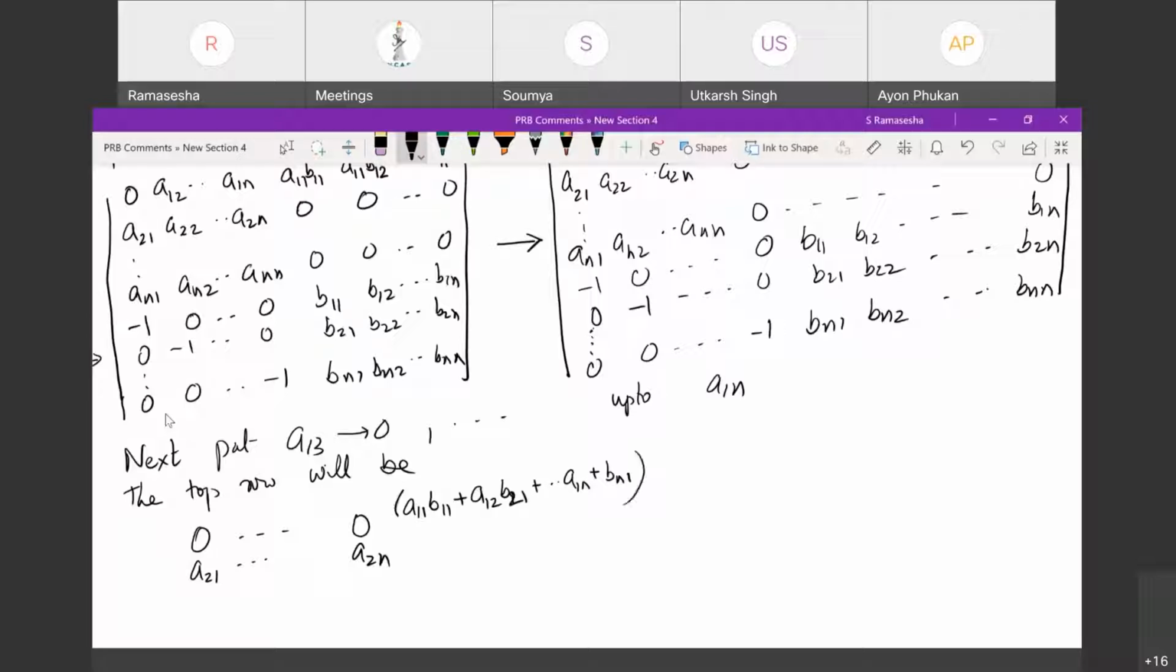Then the second element, in the ith row, jth column, will be A11 B12 plus A12 B22, etc., plus A1n Bn2.